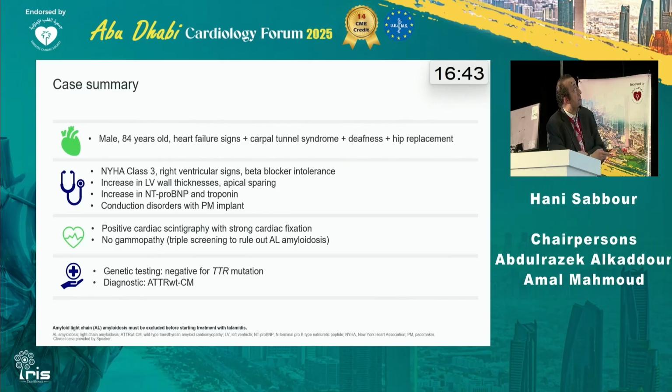So here's your 84-year-old with what? Heart failure, carpal tunnel syndrome, hip replacement, deafness, needed a pacemaker, severe functional class 3, beta blocker intolerance, thick ventricle, apical sparing, BNP, troponin, needs a pacemaker implant, strongly positive cardiac scintigraphy, and no evidence of paraproteinemia. Genetic testing done or not done, wild type CM.